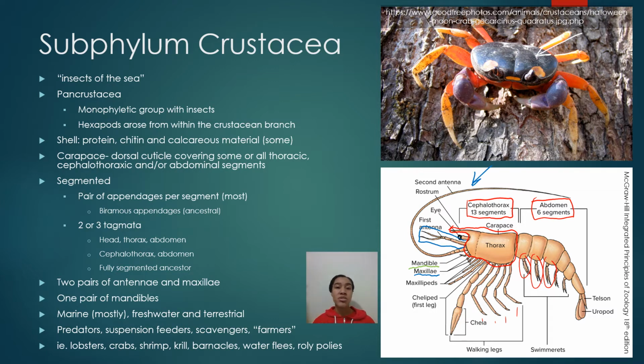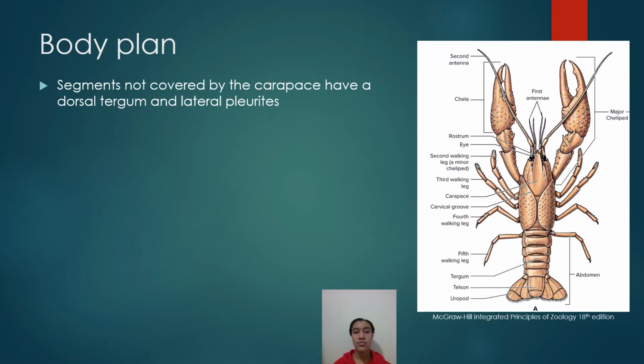Some examples of crustaceans you're probably familiar with are lobsters, crabs, shrimp, krill, barnacles, roly-polies, and water fleas. A lot of the work on crustacean anatomy and physiology has been done in crayfish.